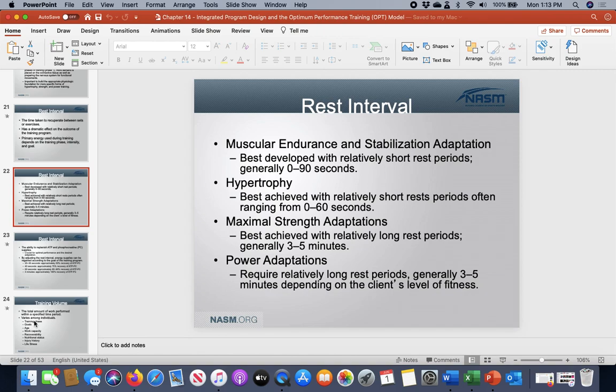Max strength and power both range from longer rest periods because they require it. Max strength is more about muscle fatigue, whereas power adaptations is muscle fatigue and nervous system fatigue. So you need that 3 to 5 minutes for either one of those phases, okay? But obviously it's dependent upon level of fitness, and what you're trying to achieve. So you can manipulate those as you go, but you don't want to stray too far from those numbers. And going above 5 minutes can get a little sketchy.